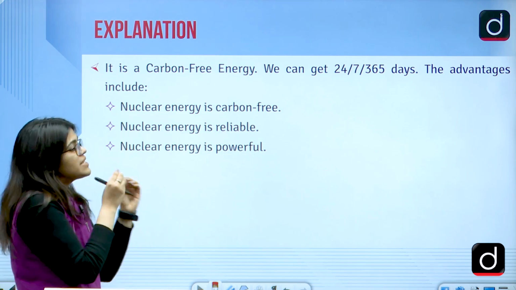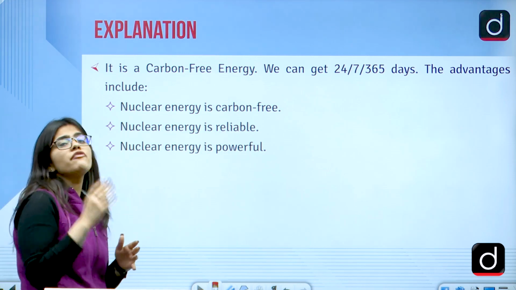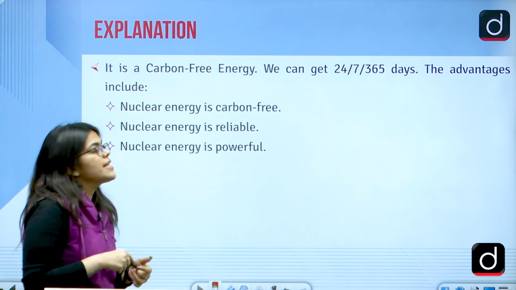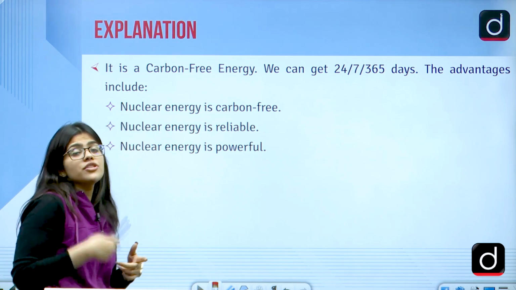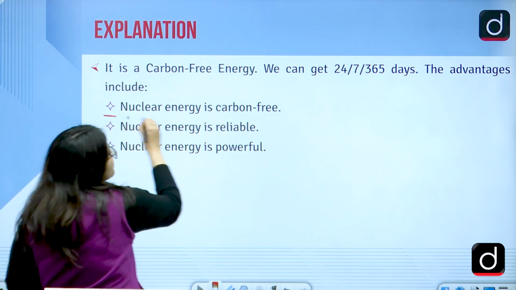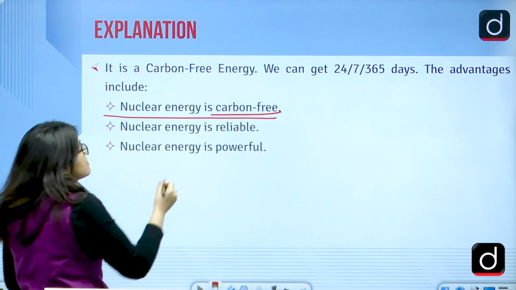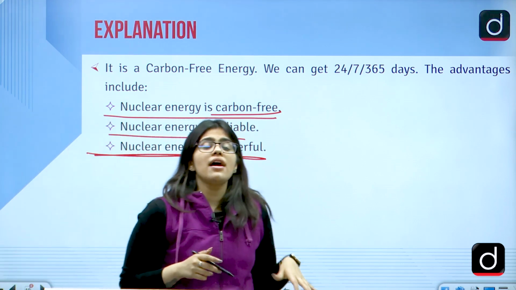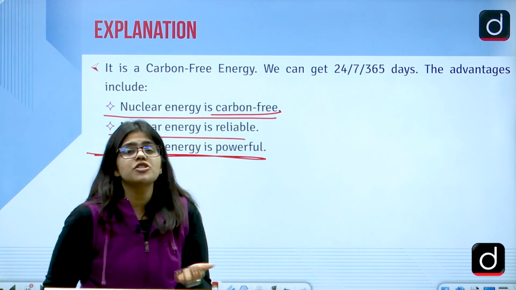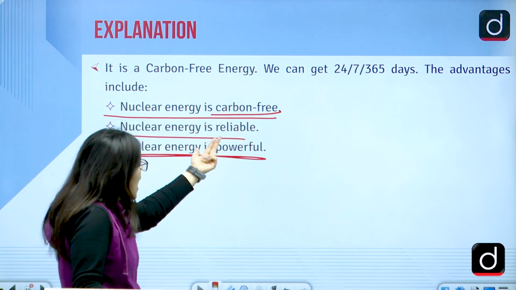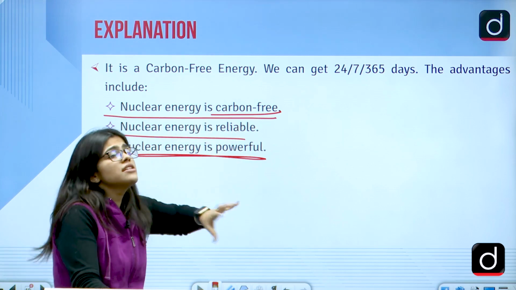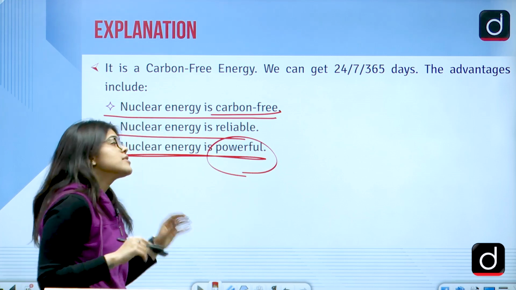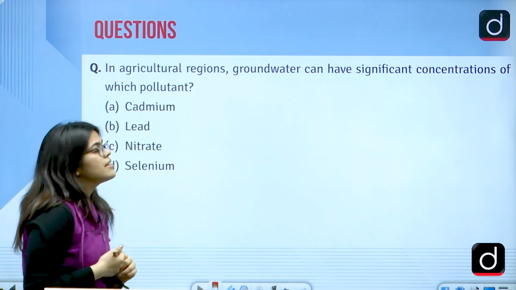So what is carbon-free? There is no amount of carbon in the energy that is produced. So it is a carbon-free energy and you can get it at any point of time. There are some advantages also. What is this advantage? First of all, nuclear energy is carbon-free, it is reliable, and nuclear energy is very powerful. So we all know why we are working towards this type of energy. Why? Because it is carbon-free and it is more reliable, and weather conditions don't limit it a lot. Also, it is very powerful in itself, right? So this is why geothermal was the correct answer.